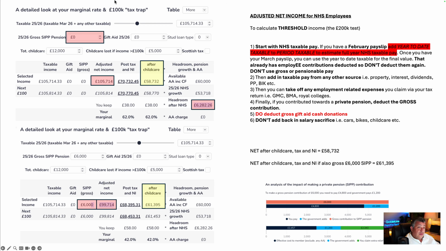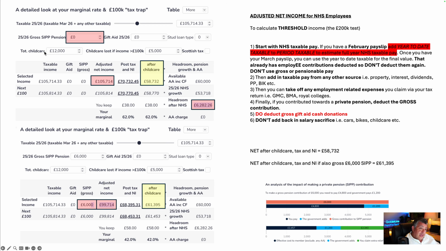So you basically got two options. If you're not going to reduce your income, so in this example, we've changed the income to 105,714. So we're just above that £100,000 cliff edge. And then we can see that we can either put some money into a SIP, so that's the difference between this one and this one. The £6,000 has gone into a SIP, but we could have done the same with a gross gift aid combination. And because we take off the gift aid donation, we can see that 105,714 in this example means that we've got adjusted net income down to 99,000 instead of 105,000.